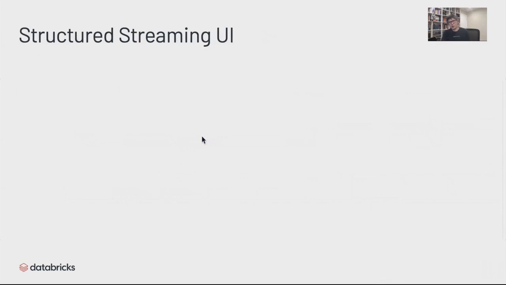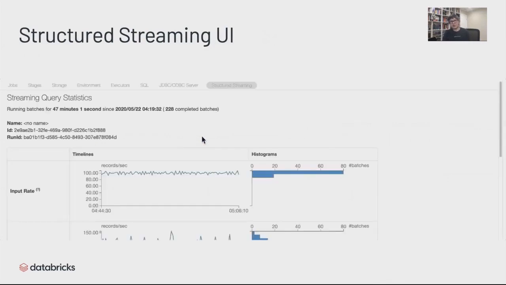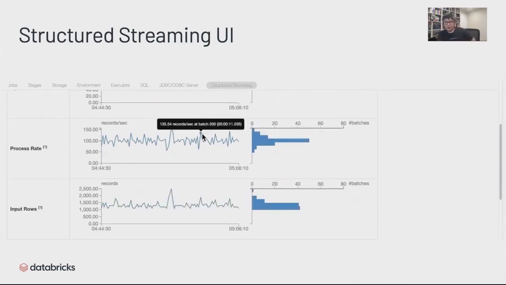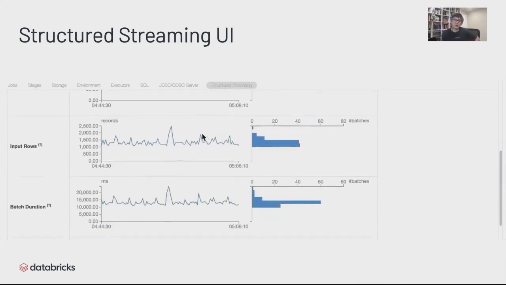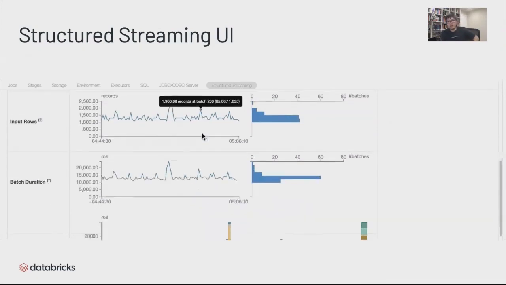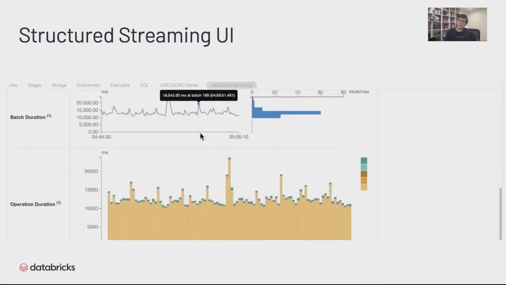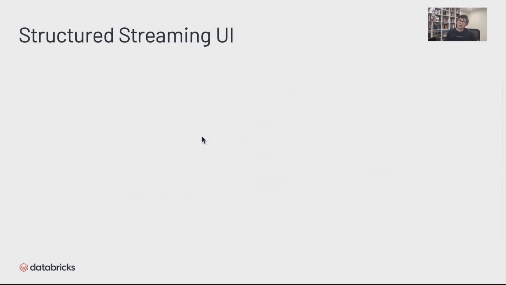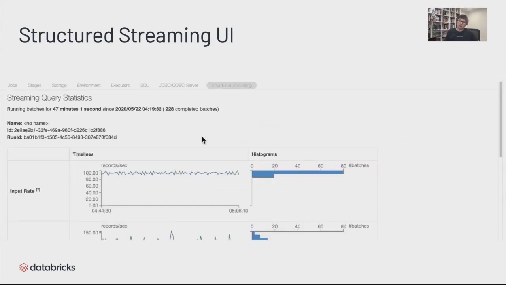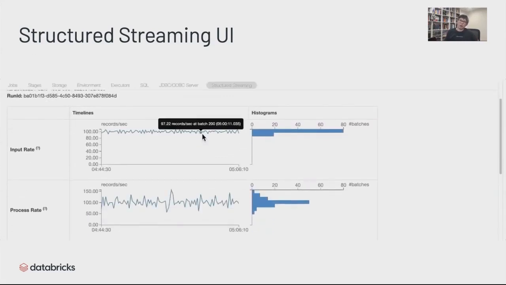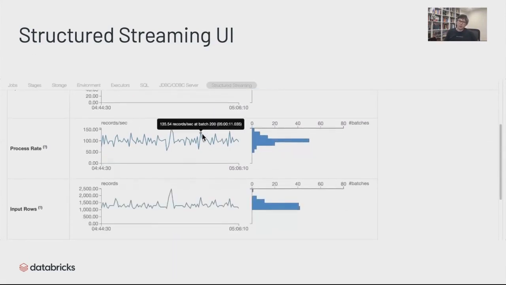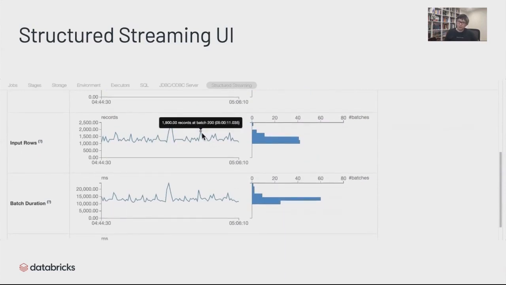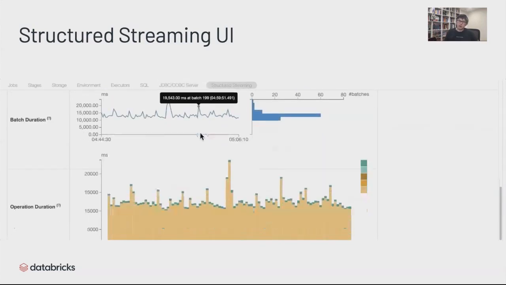Structured streaming was initially introduced in Spark 2.0. This release adds a dedicated new Spark UI for inspection of these streaming jobs. The new UI offers two sets of statistics: aggregate information of completed streaming query jobs, and detailed statistics about the streaming query, including input rate, process rate, input rows, batch duration, and operation duration.